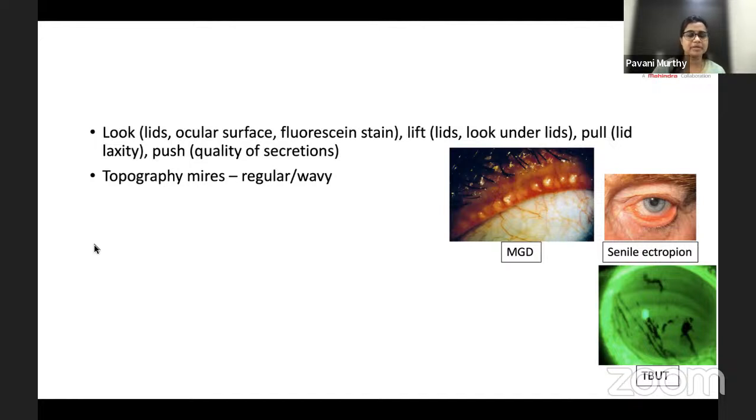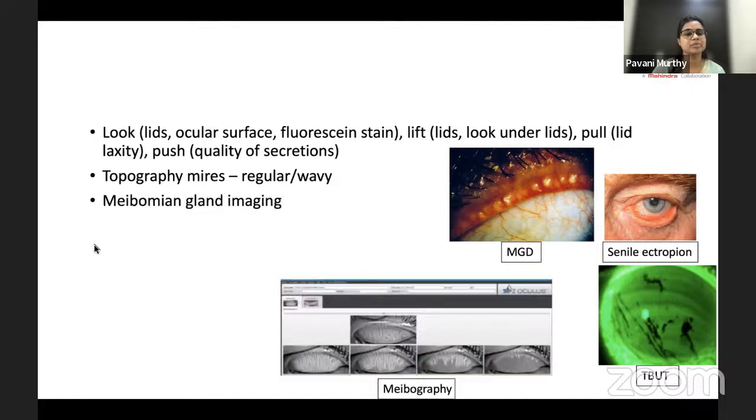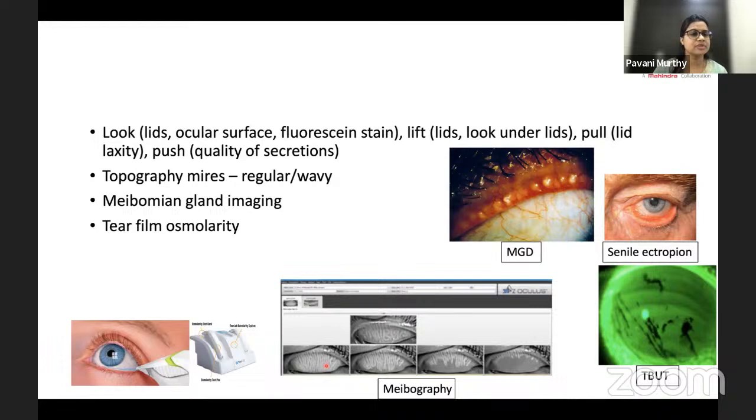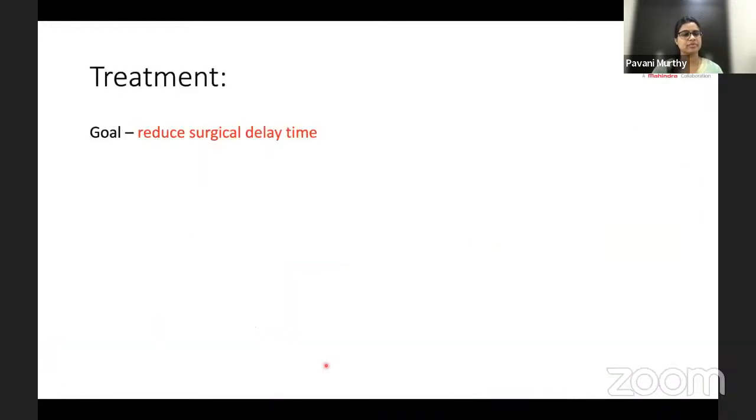The topography mires could be regular or irregular. The irregular would point towards an altered ocular surface, and meibomian gland imaging is a very nice tool where it can be used for patient education as well. You can show them gland dropout areas like in this picture where the entire glands have dropped out, or you can also tell them about the increase in gland tortuosity and the glands being dilated, which is contributing to their dry eyes. You could also do tear film osmolarity or MMP9 measurements if you have access to.